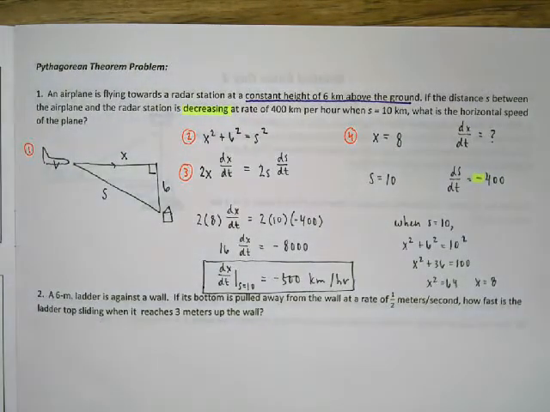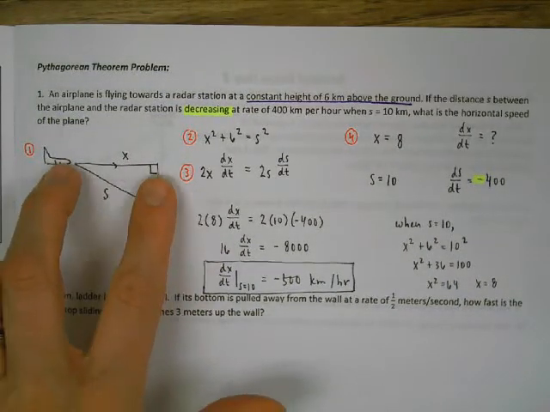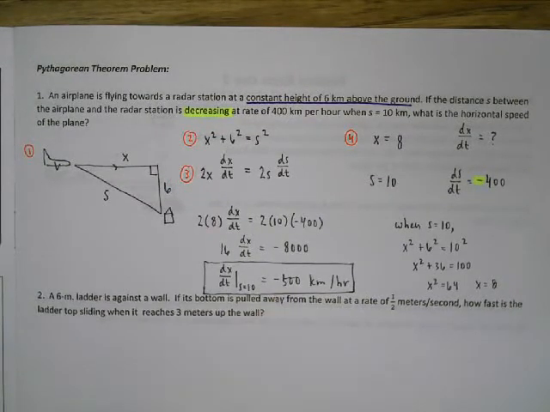Okay, and so what that negative means is that speed, that horizontal speed, that distance is decreasing, which gives us a negative rate of change here.